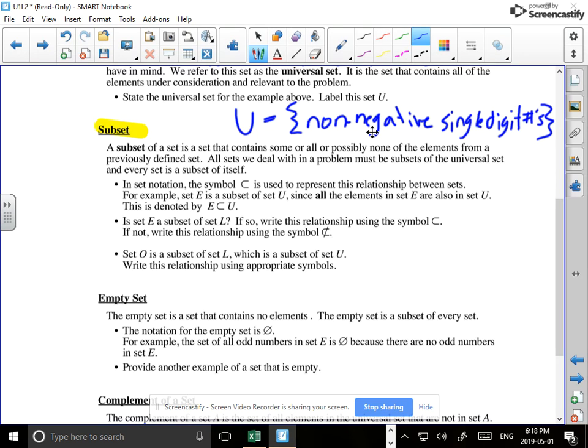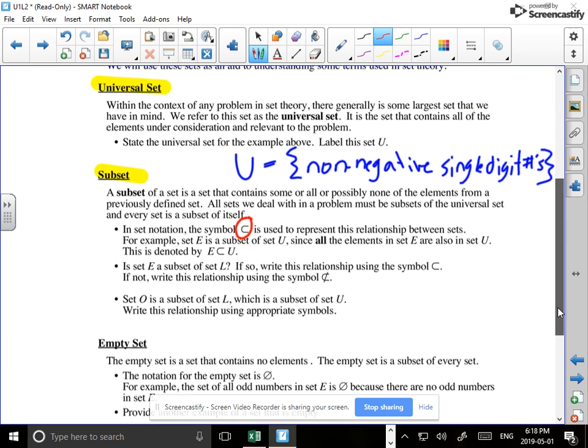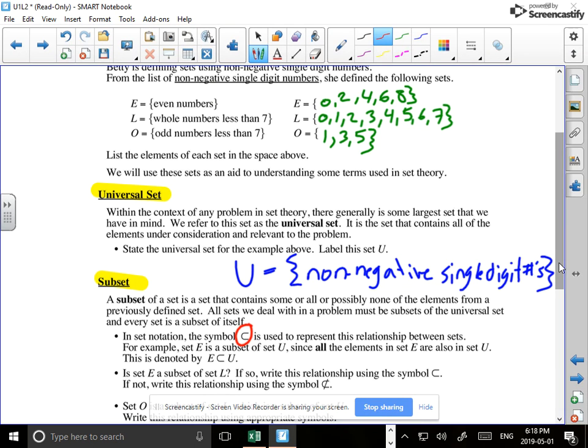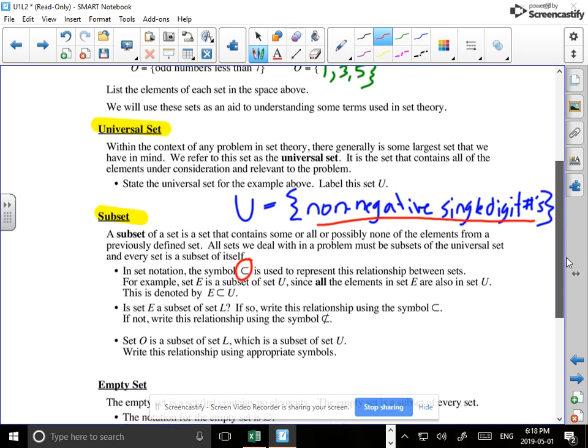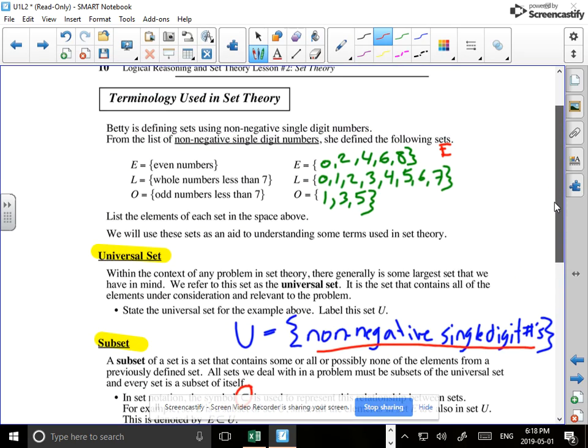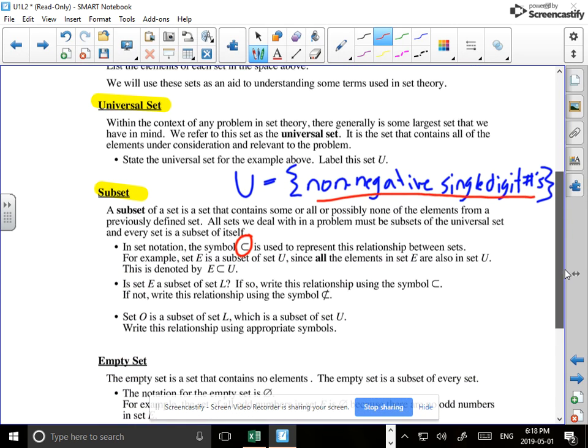So, in set notation, a symbol is used to represent this relationship between sets. For example, E is a subset of U, since all the elements in set E are also in set U. So if we're looking up here, this was our universal set. So E, using our proper notation here, is a subset of U.